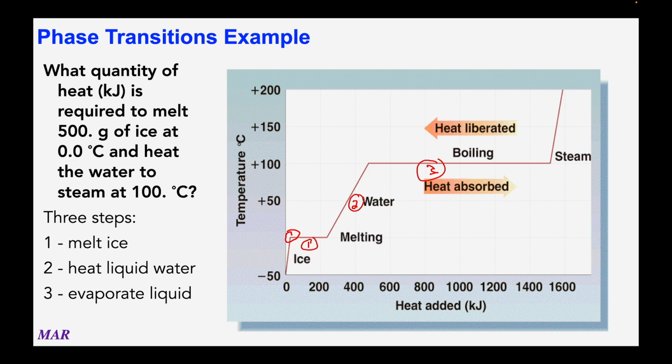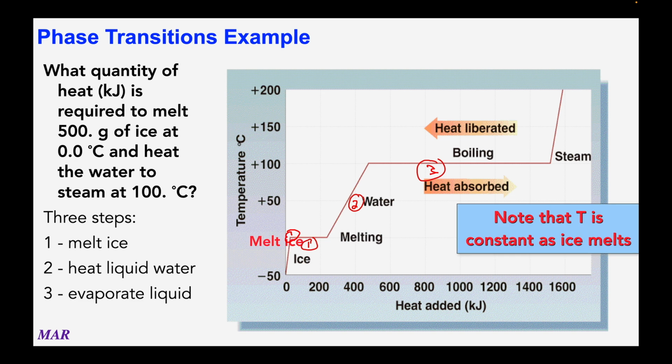Just make sure that you break this down into separate sections and then add those results at the very end. A couple of things. Temperature is a constant while the ice melts. So temperature, you can see, is on the y-axis right there, and you can see, I'll highlight it in blue, that part is totally flat. So you're not changing the temperature as you melt the ice, all right?